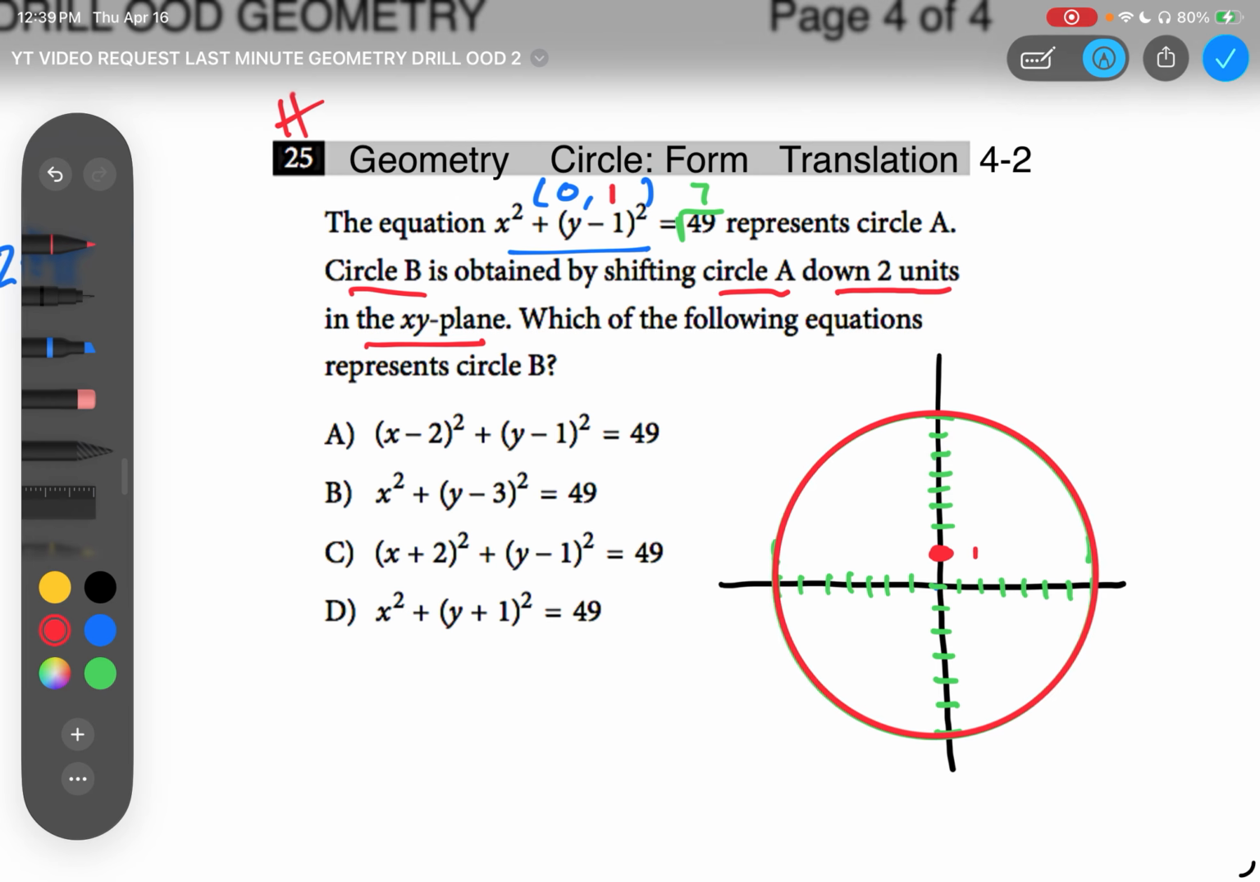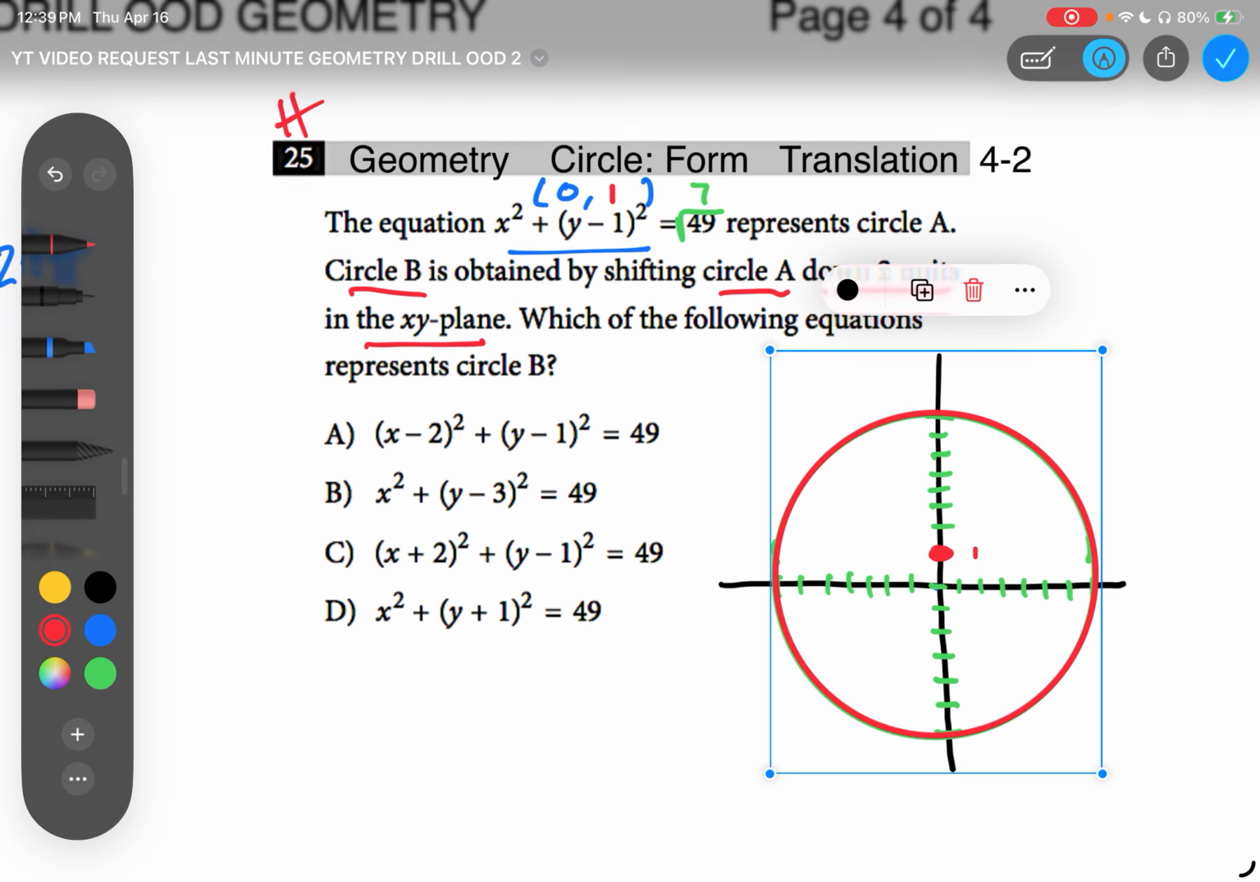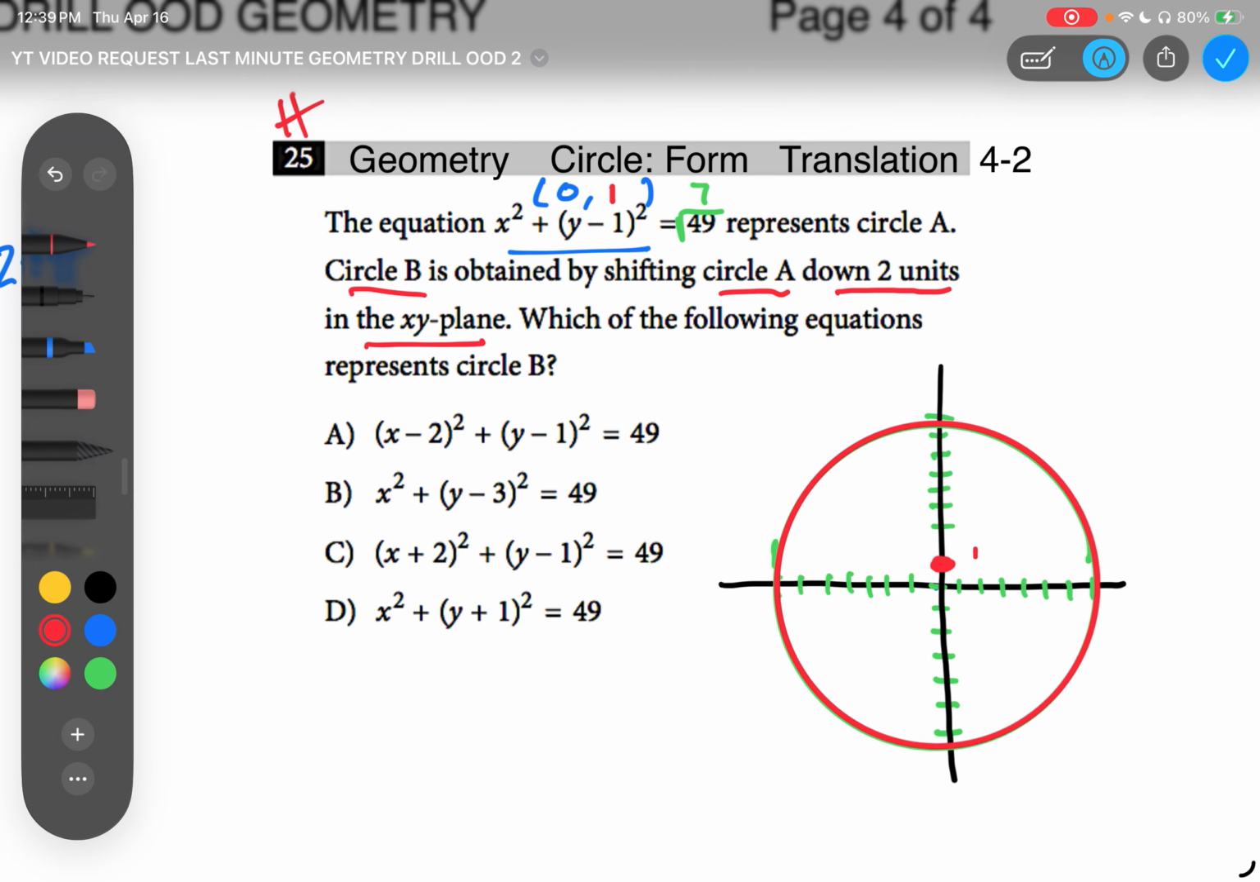So that's the original circle. Circle A is green, but you got a circle B, which does what? It's going to take the circle and shift down how many units? 2 units. Let me see if I can capture that red dot. I think I got it. Ready? Now I'm going to shift this down 2 units.